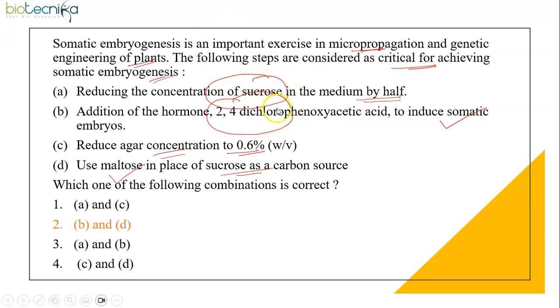Sucrose is an important constituent when it comes to plant tissue culture. So if you are reducing its concentration, definitely the growth will be affected.